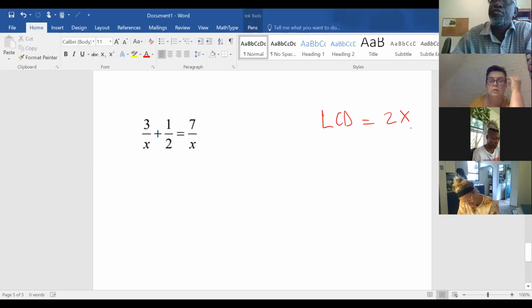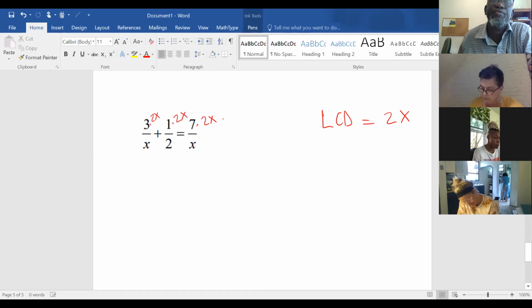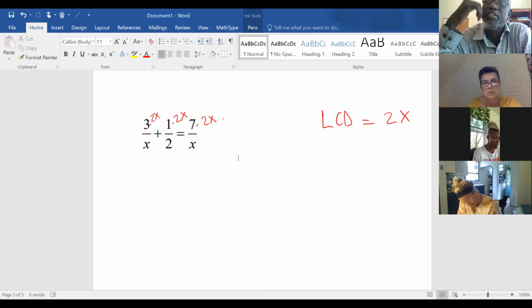You see what I'm going to do? I'm going to multiply each term on the numerator. I'm going to put 2x on the numerator, 2x, 2x, 2x, right? Again, visually, that is the easiest way to do it, okay?